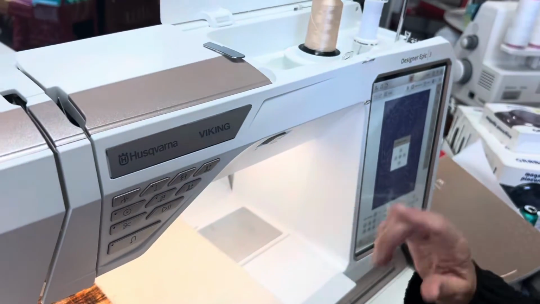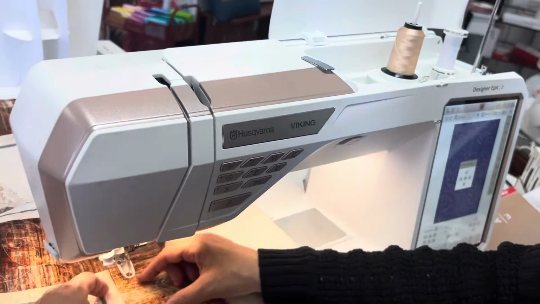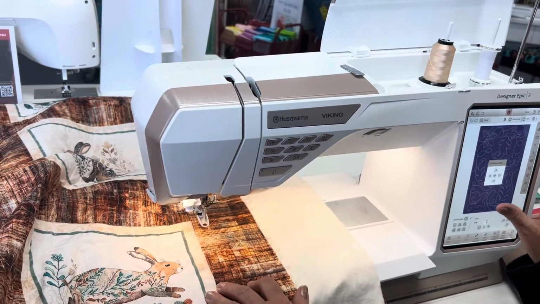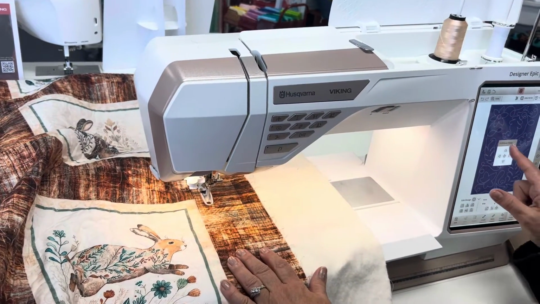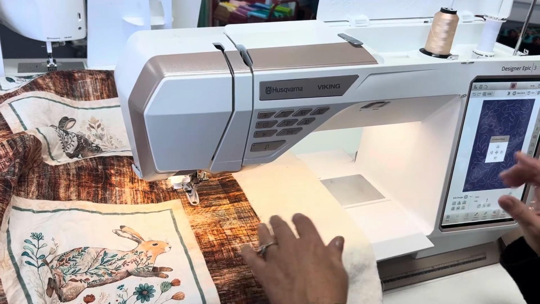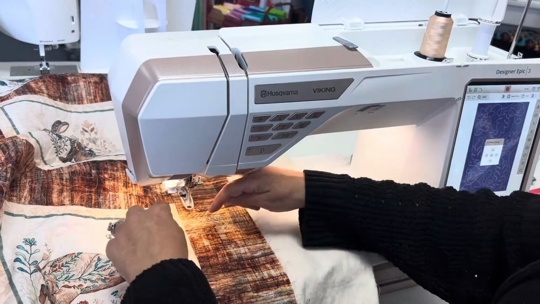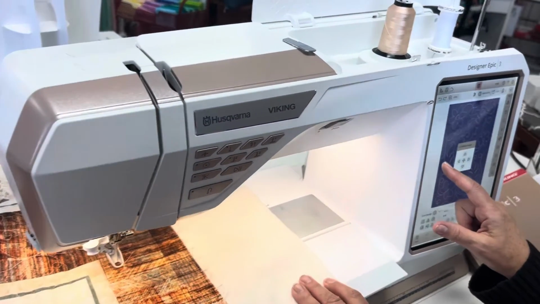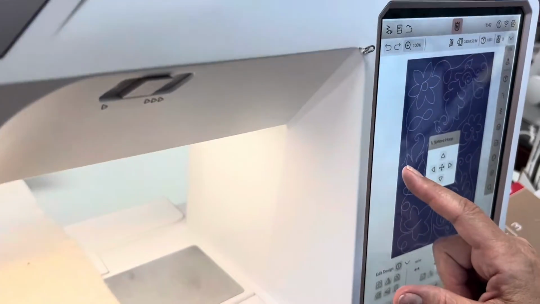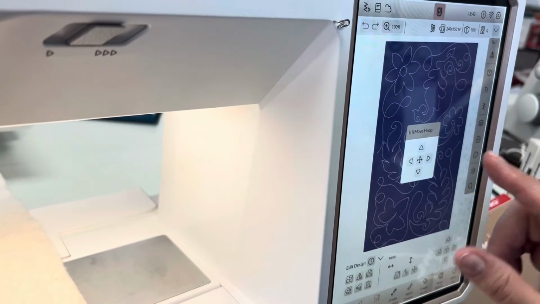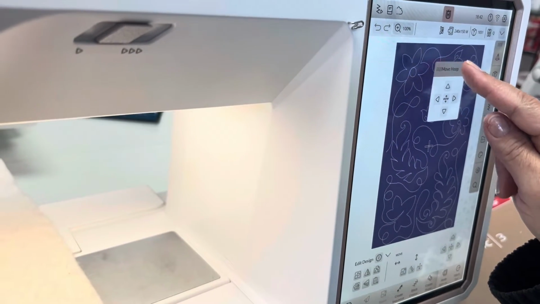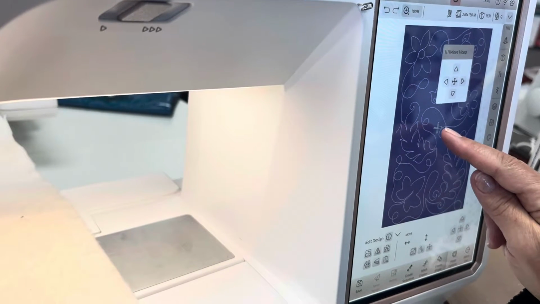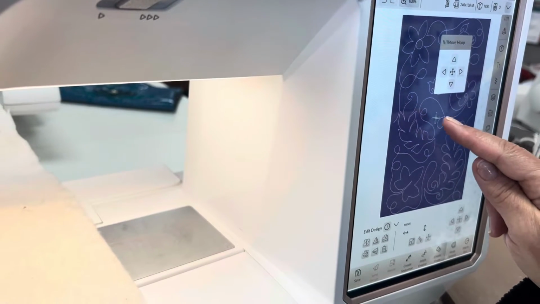So if I want to move the hoop, say this design is obviously much bigger than the 2.4 inches. So what I'm going to do is move the hoop to the point where I can see it's projecting the piece I need. What I need is this start point right here. So if I move my hoop, there's my crosshair.